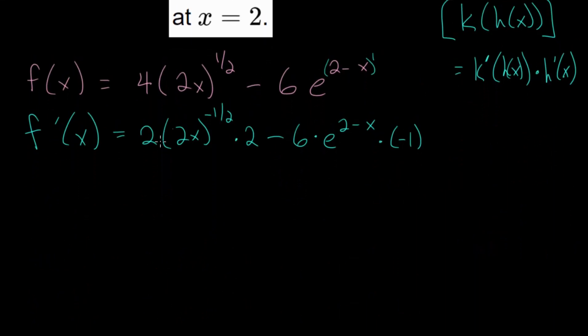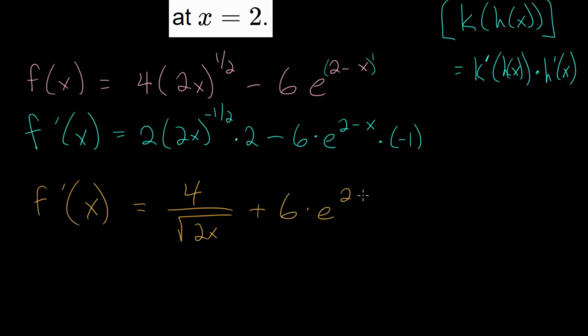Let's rewrite this using our square root notation again. And we can do 2 times 2, that is 4. And this is a negative exponent, so it can go in the denominator, and we'd have 2x to the positive 1/2. And remember, when raising to the 1/2 power, that's just taking a square root. So we have 4 over the square root of 2x. And here we have minus 6 times negative 1, which is positive 6, multiplied by e to the 2 minus x. Now this is our formula for the derivative.